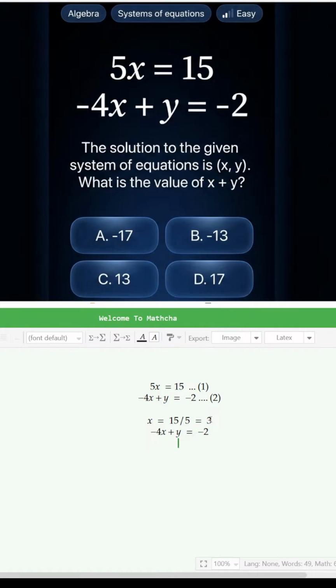So that means we can write minus 4 multiplied by 3, because we know that x is equal to 3. So minus 4 multiplied by 3 plus y is equal to minus 2. That gives us minus 12 plus y is equal to minus 2. So that gives us y is equal to minus 2 plus 12, which is 10. So y is 10 and x is 3. These are the solutions of the system.